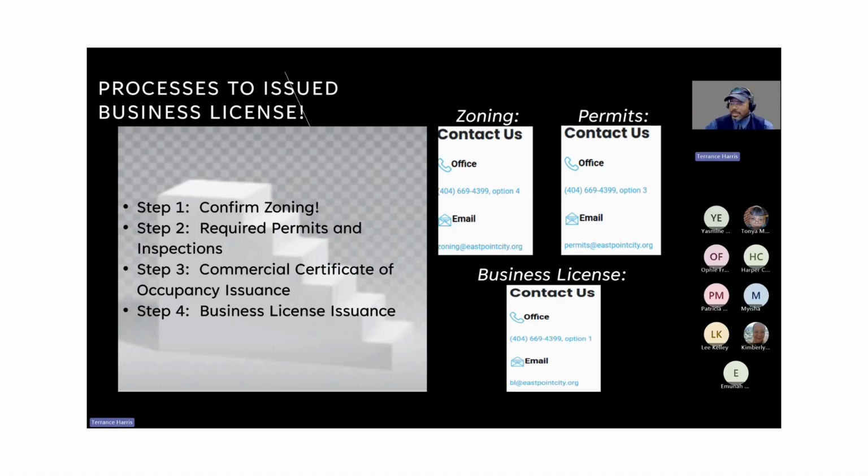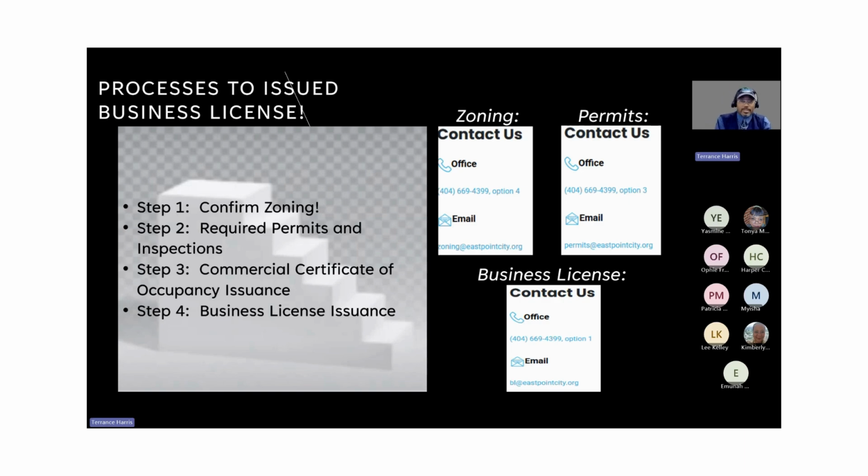So you come and talk with us in the permit department. Our contact information is over there also. Phone number 404-669-4399, option number 3, or you can email us at permits@eastpointcity.org and we'll discuss your certificate of occupancy process first. But you have to be issued a certificate of occupancy for a commercial location.